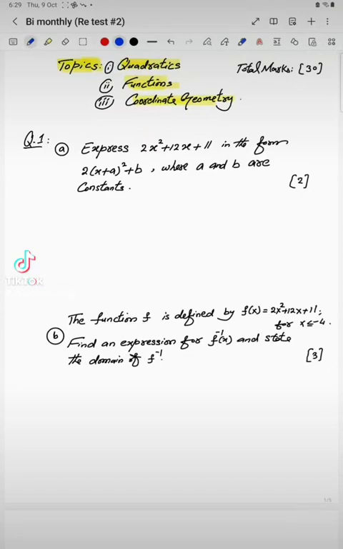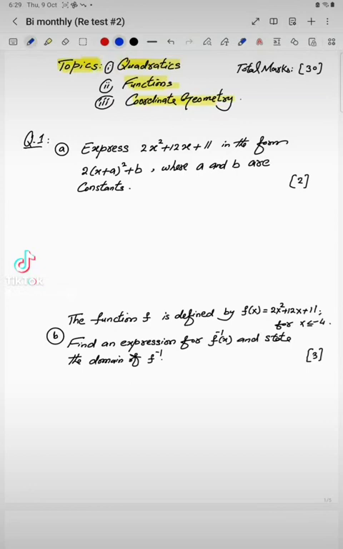Guys, the topic we are going to discuss today is the bi-monthly retest, test number 2. The total marks of the test is 30 marks, and the topics on which questions are going to be asked are quadratics, functions and coordinate geometry.